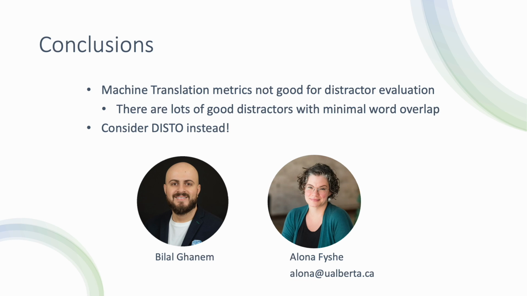So to conclude, machine translation metrics are probably not a good way to do distractor evaluation. That's because there are lots of plausible good distractors, and they could have minimal word overlap with the gold distractors in a dataset. So we encourage people to include or consider something like DISTO instead when evaluating distractor generation methods.